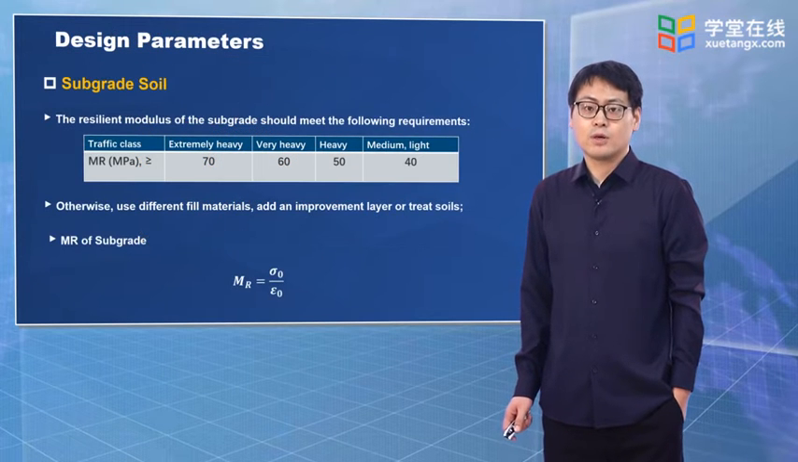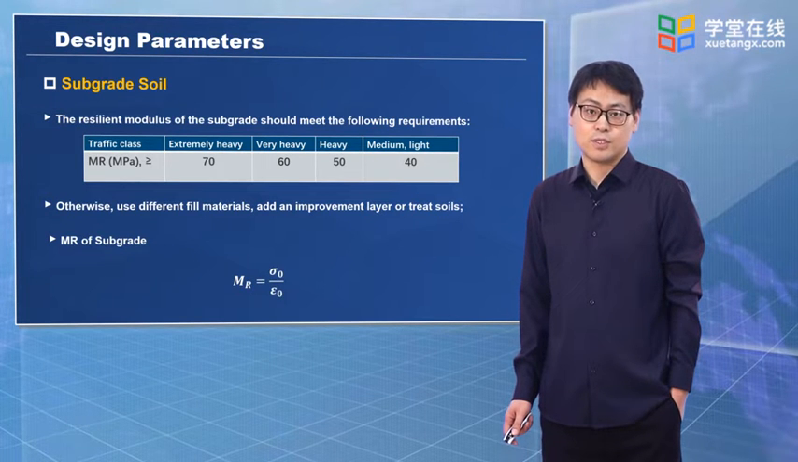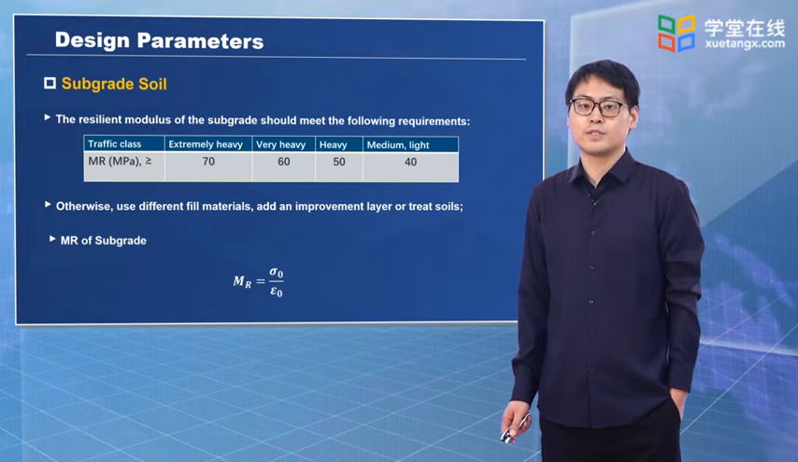For subgrade soil, if the resilient modulus of subgrade cannot meet the specification requirements, different fill materials can be used, or a granular material or inorganic bond material can be introduced to improve the subgrade. You can also treat the soil with lime or cement to increase its strength.